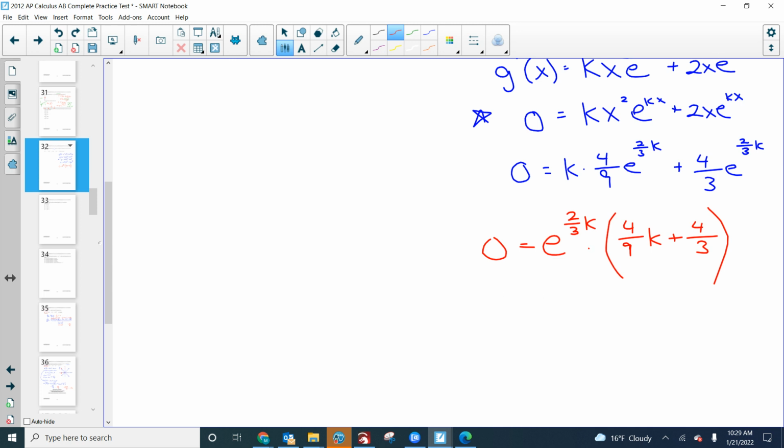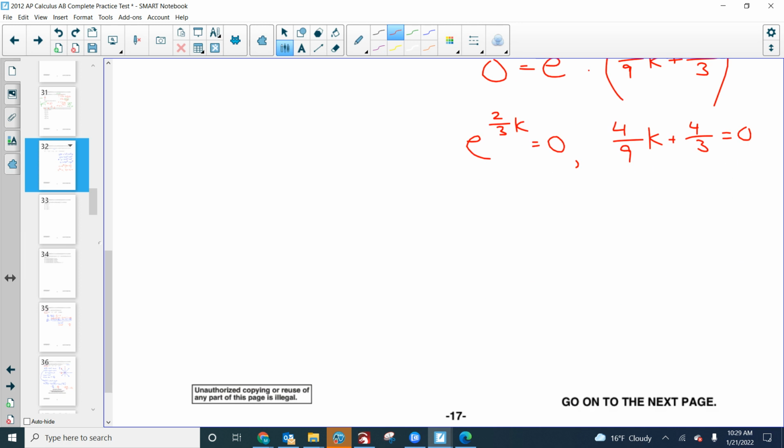Guess what I have? Two factors multiplied together that equal 0. What is the safe thing to do? Set them both equal to 0. And this, you still have to address this issue. Can e to the 2/3 k ever equal 0? You guys know it's an exponential function, right? And it's not translated up or down.